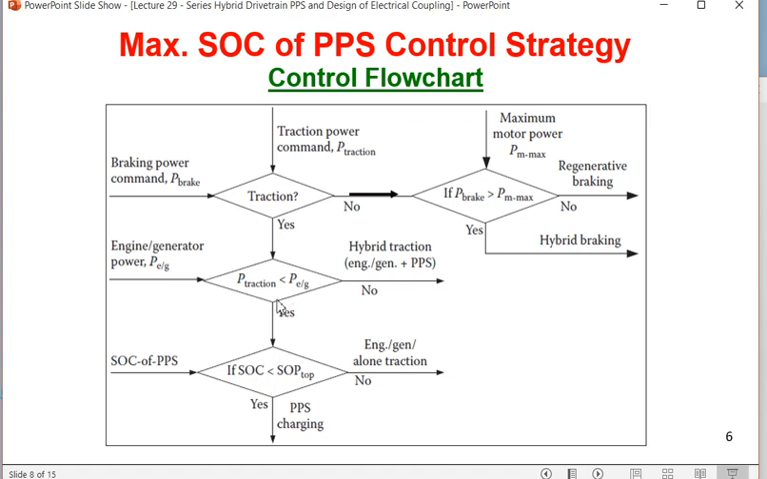So these cases A and B will come here. If it is not traction, that means it is braking, and whatever happens in braking, that is C and D, will come here. So first let us see what is traction.